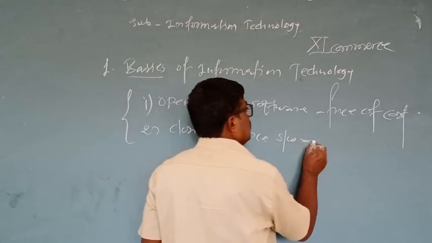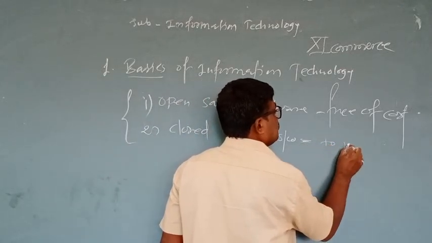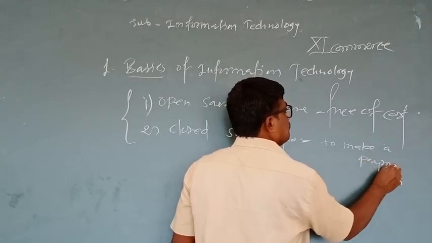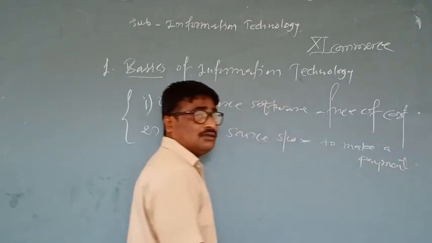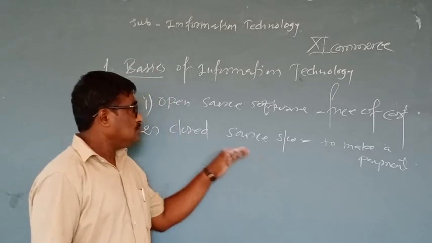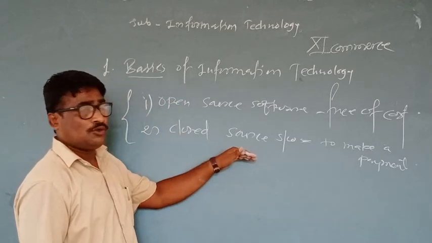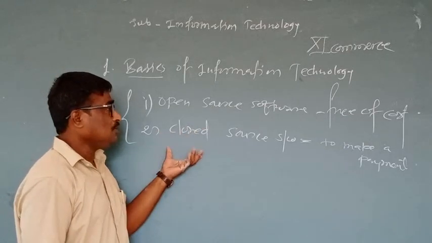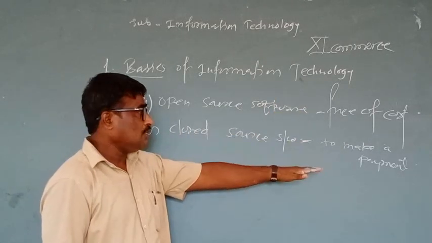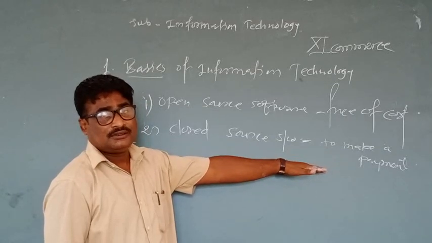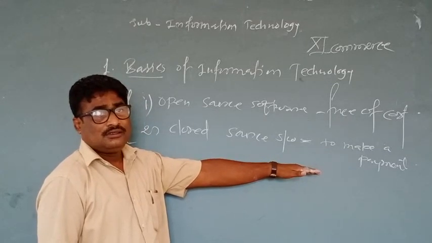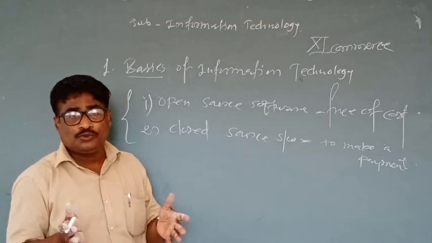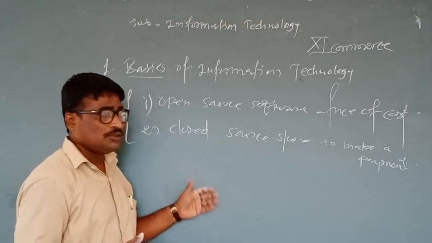Then closed source software is software for which you have to pay a royalty, or make any payment. It is closed source software. Open source means free of cost. The difference is between free of cost and paying a payment. Okay. Any software for which you have to give money to use that particular software.